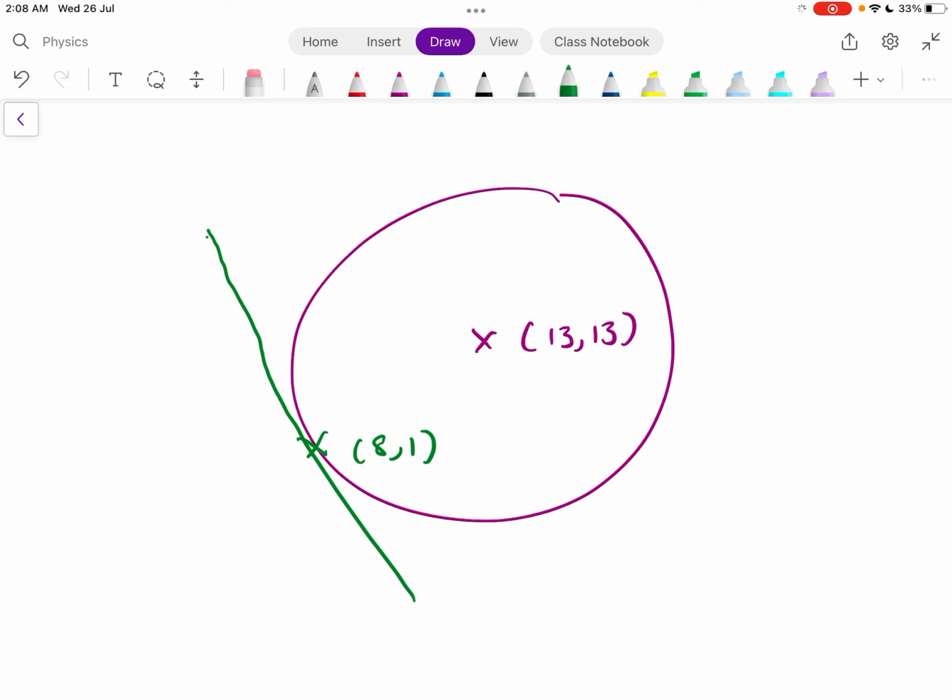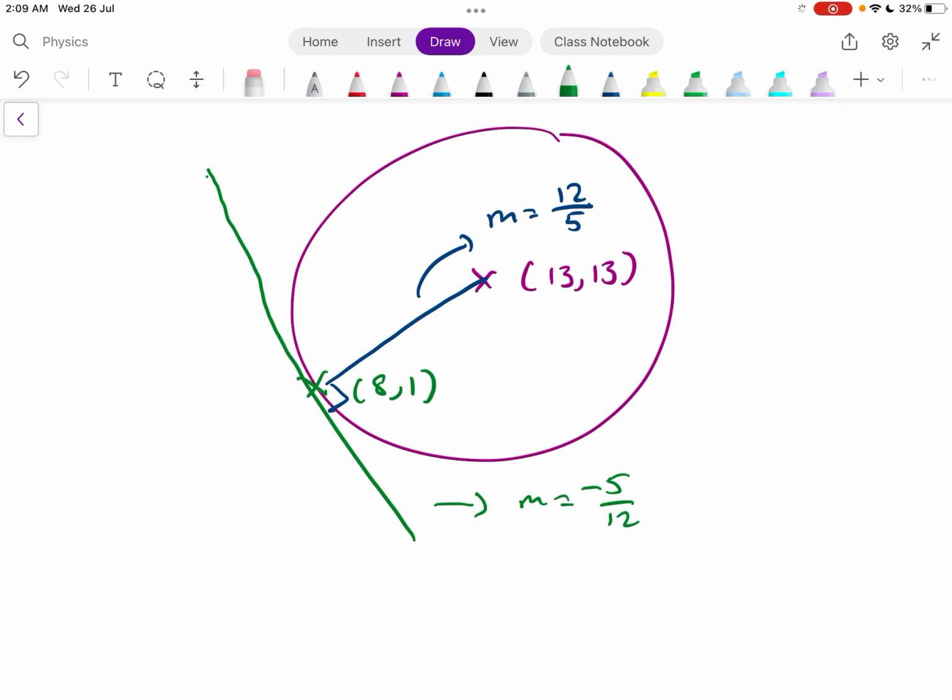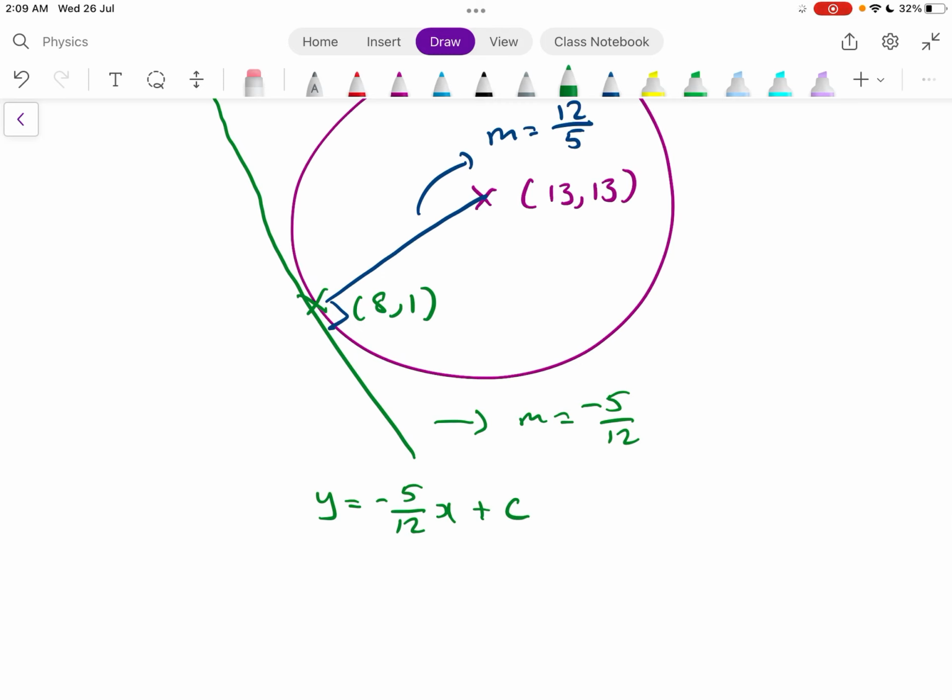So how do I find the equation of this tangent? Very simple. Same thing: the radius and the tangent are perpendicular. Meaning that you find the gradient of the radius first. 13 minus 1 is 12. 13 minus 8 is 5. Then the gradient of the tangent is flip, change sign. Then you're almost done. So y is equal to negative 5 over 12 x plus c. Then you just sub inside.